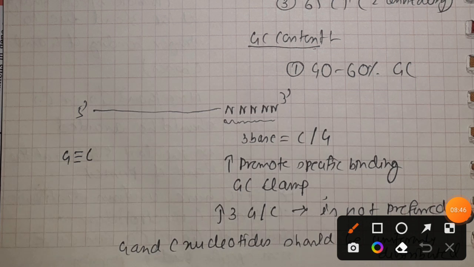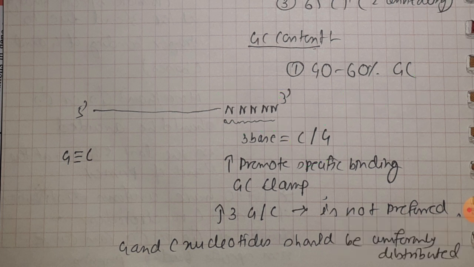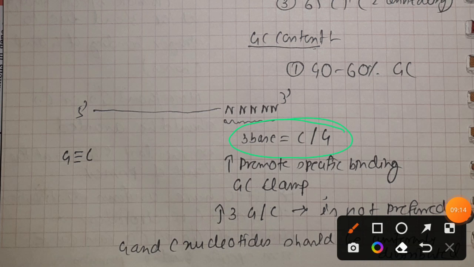Another important thing: suppose this is your primer, and at the 3 prime end, among the last 5 nucleotides there should be maximum 3 C or G. In some literature they also say that out of 5 there should be 2 C or G. Both are correct. Now why are we keeping maximum 3 bases, and above 3 is not preferable? We will talk about this. So maximum 3 bases out of 5 should be C or G.